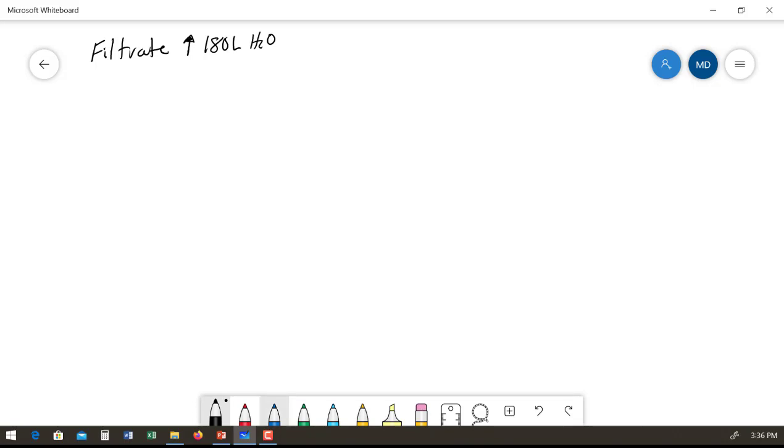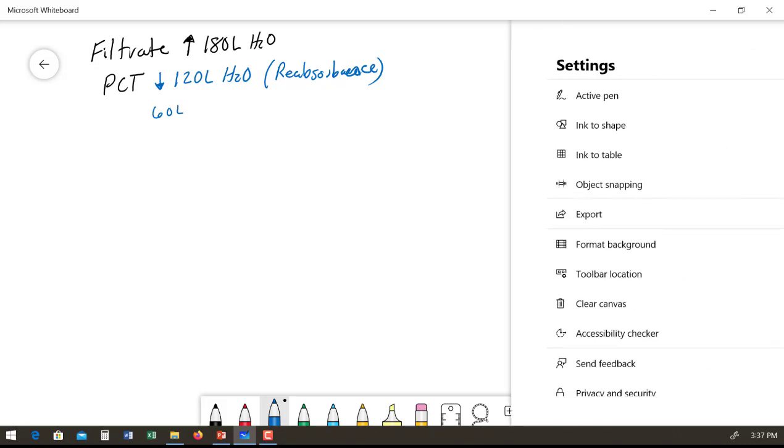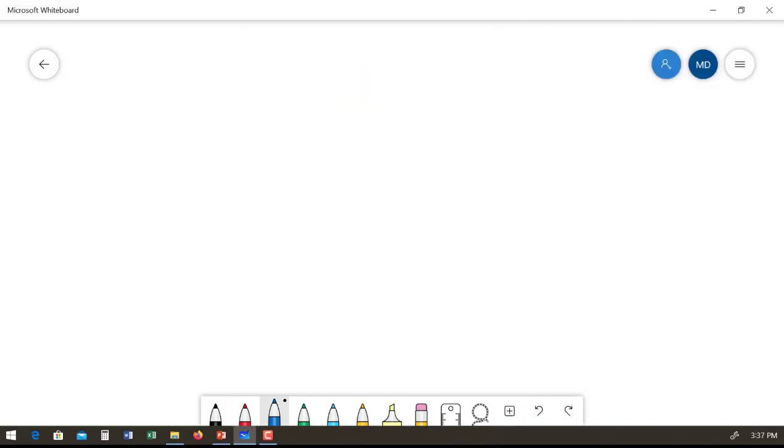We recovered in the proximal convoluted tubule, back into the blood, so I'm just using arrows to show that's going in the other direction, about 120 liters of water. And this was recovered through reabsorption, right? So that means that we still have about another 60 liters that we're going to have to recover here. Okay, and so this is where we're going to talk about the recovery of at least some of that.